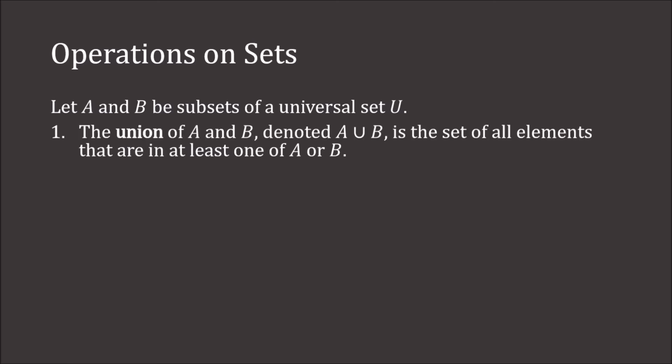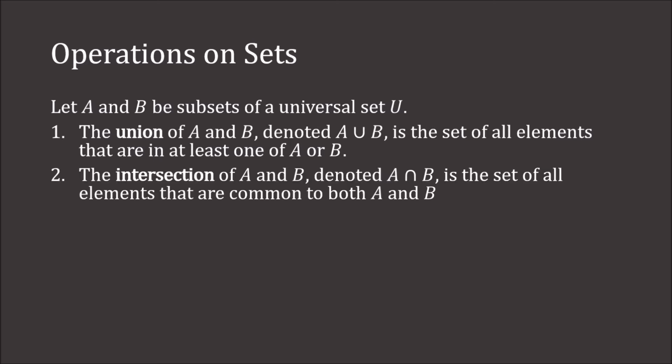The union of A and B, which is denoted as this, is the set of all elements that are in at least one of A or B. The intersection of A and B, which is denoted as this, is the set of all elements that are common to both A and B.